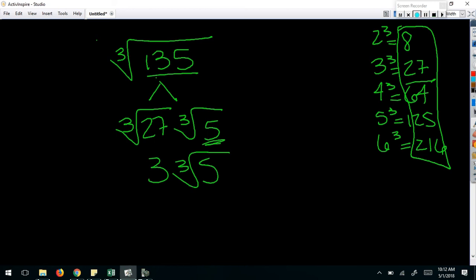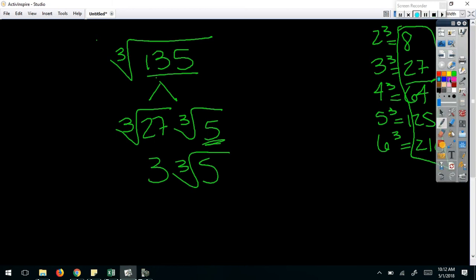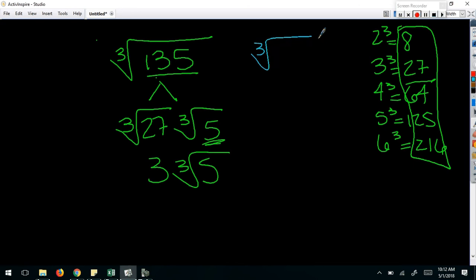Let's do another one. I'll do one more. Try this one. Cube root of 104.